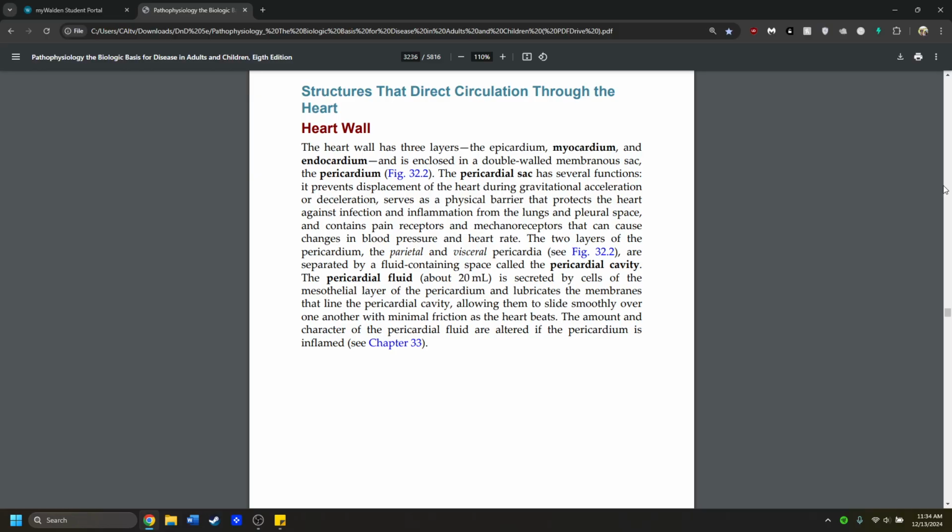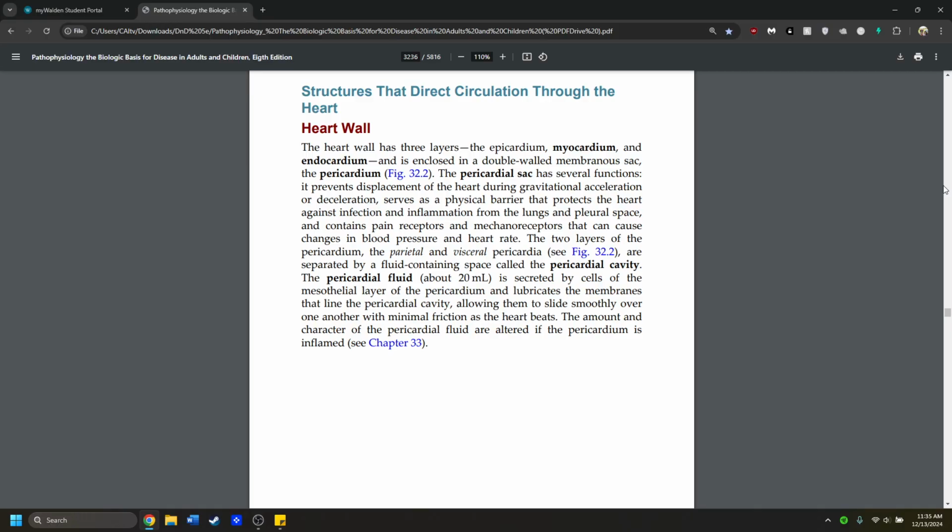So, structures that direct circulation through the heart wall. The heart wall itself. The heart wall has 3 layers: the epicardium, the myocardium, and the endocardium, and is enclosed in a double-walled membranous sac called pericardium. The pericardial sac has several functions. It prevents displacement of the heart during gravitational acceleration or deceleration. It also serves as a physical barrier that protects the heart against infection and inflammation from the lungs and pleural space, and contains pain receptors and mechanoreceptors that can cause changes in blood pressure and heart rate.